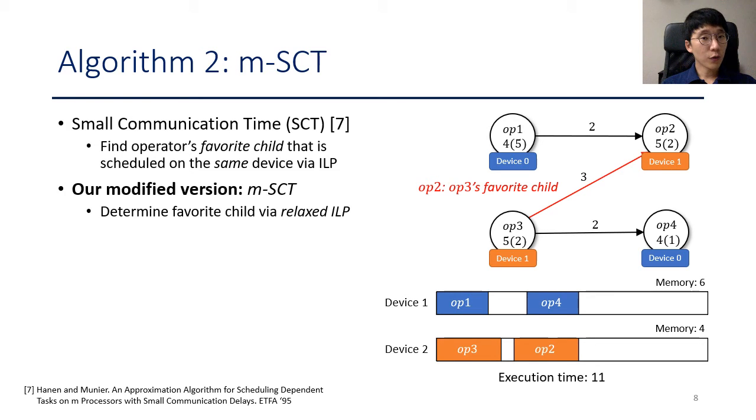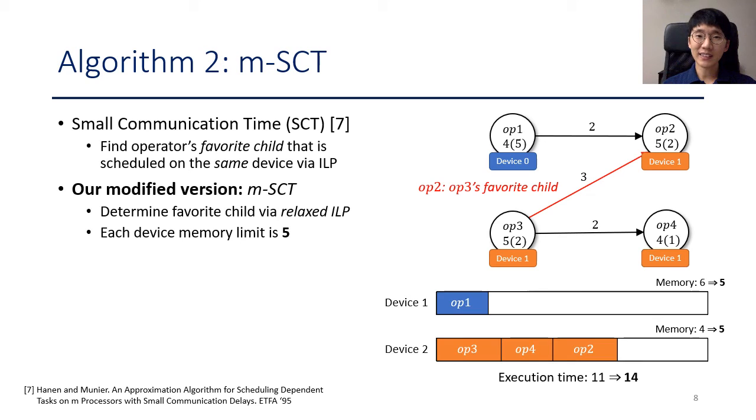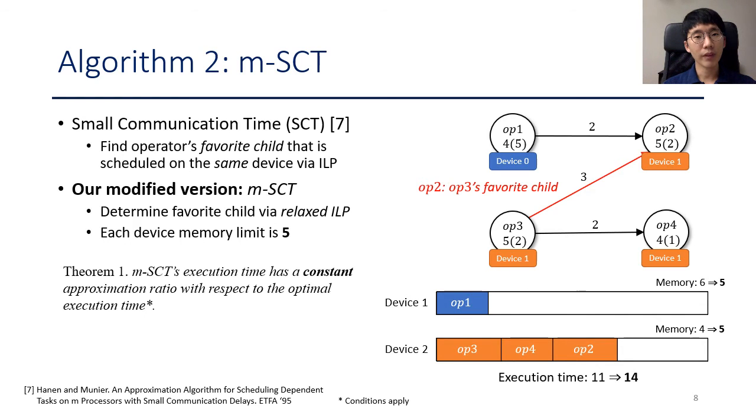Like the algorithm before, we modify SCT by considering device memory. We apply LP relaxation for choosing the favorite child. When the original SCT runs out of memory, MSCT successfully finds feasible placement with a slight increase of execution time. In the paper, we proved that MSCT is within a constant factor of the optimal under certain conditions.